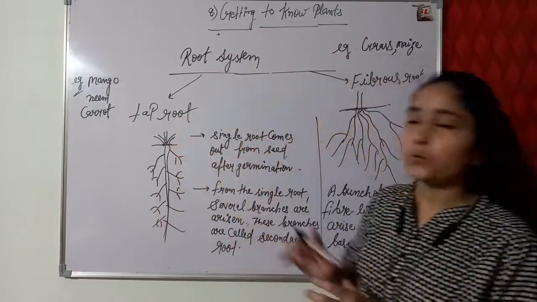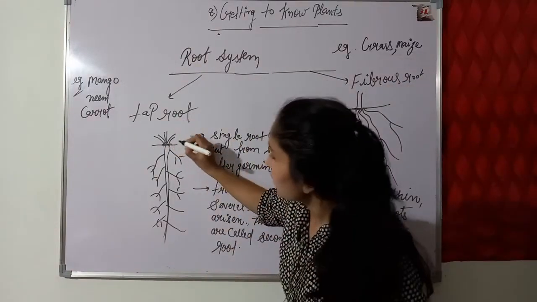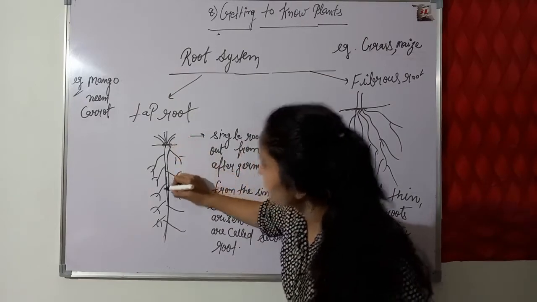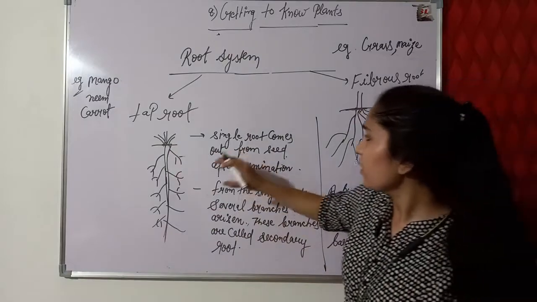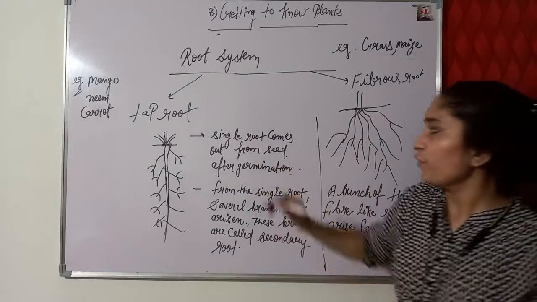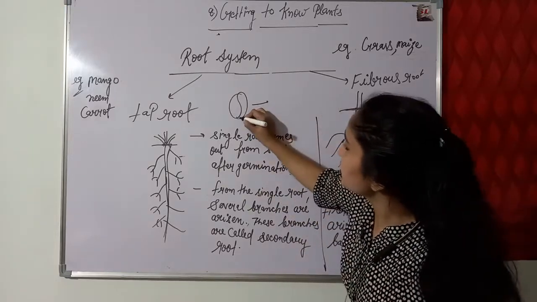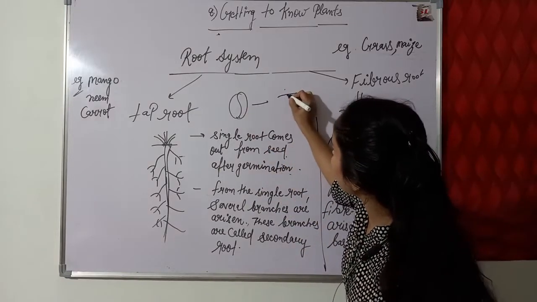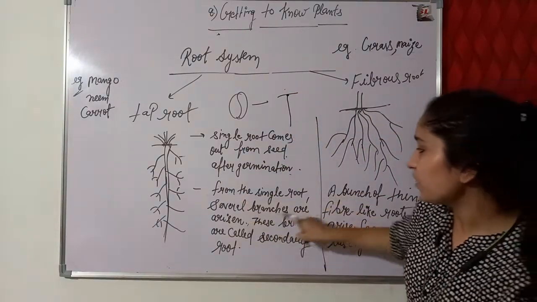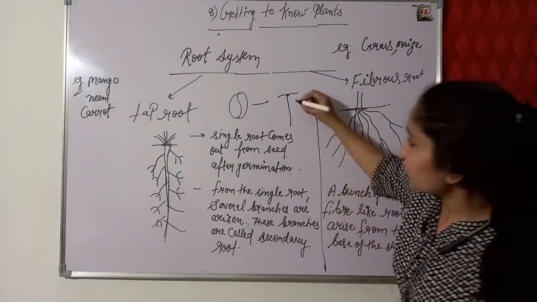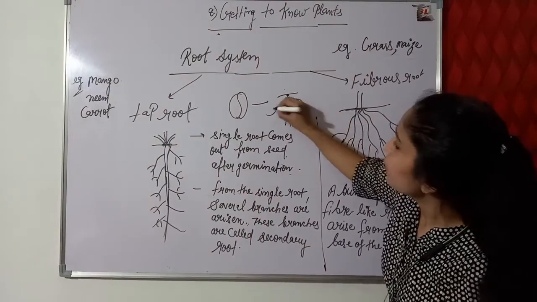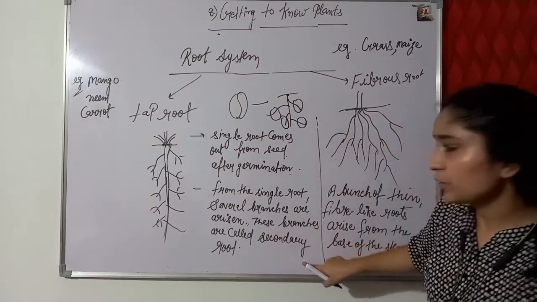In the taproot system, a single root arises from the seed after germination. When seeds germinate, a single root appears like this, and from this single root, several branches arise.